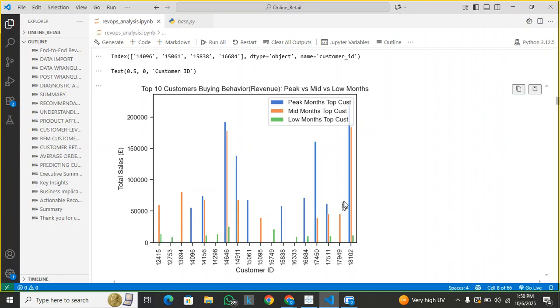And we see that customer 18102 is our best customer so far, and this customer is consistent even though in the low months this customer did not purchase much, followed by this customer. A handful of the high spenders are consistent, while some only show up in some particular months and then don't show up in the rest of the months.